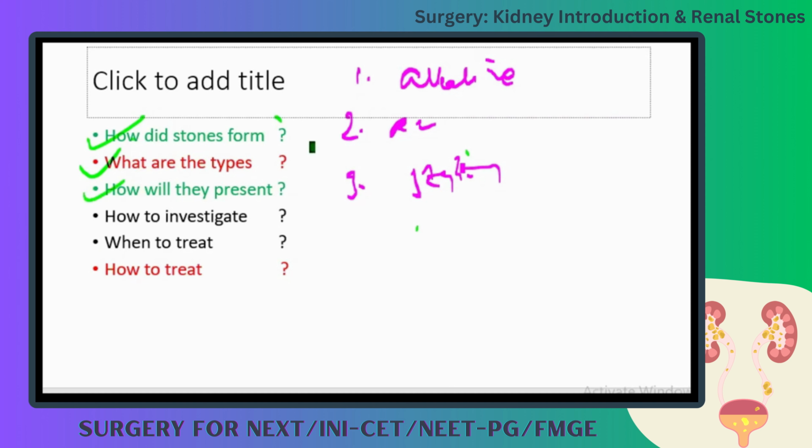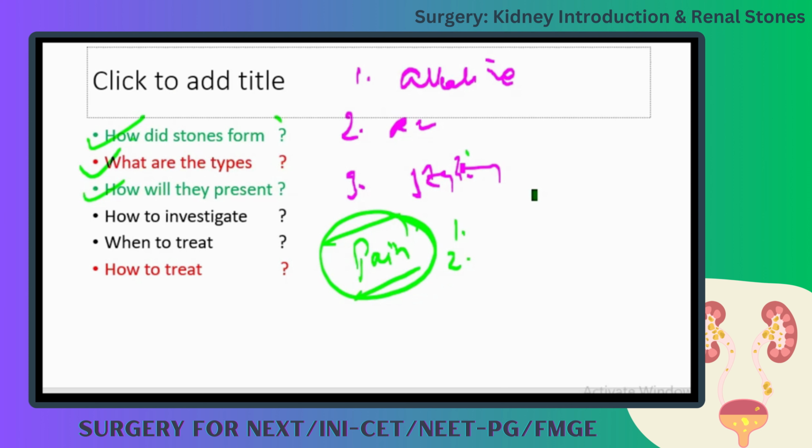How will they present? Next point is how will they present? The patient has stone, he has pain. Other findings? Burning urine, inflammation and all. Okay. Good. Bladder symptoms will be there.